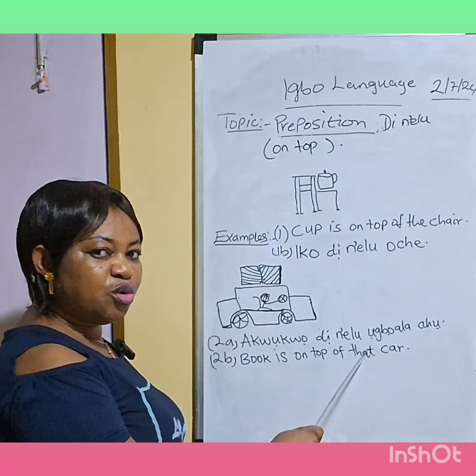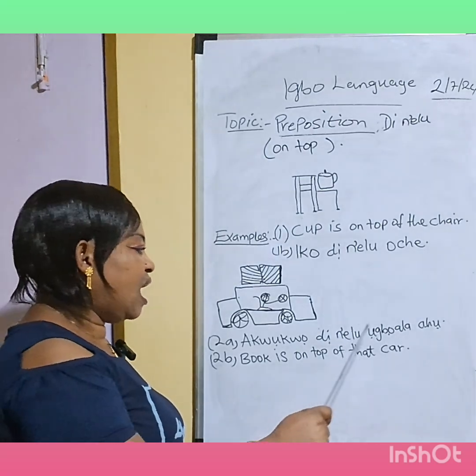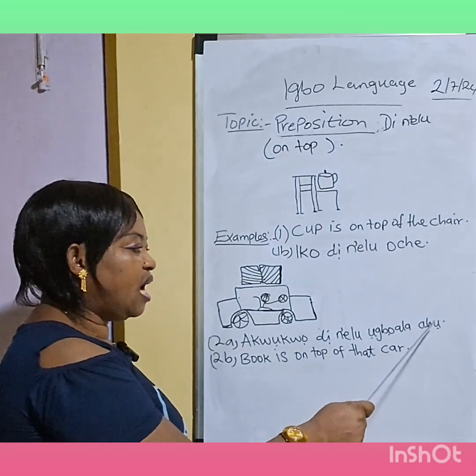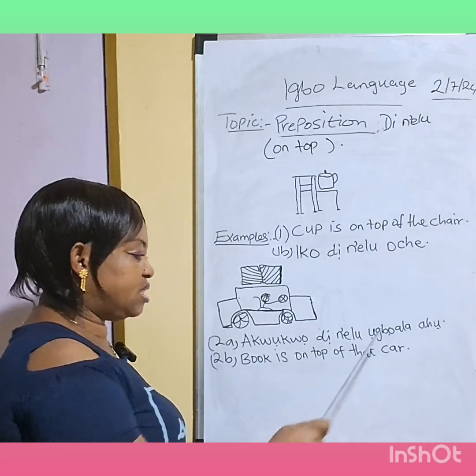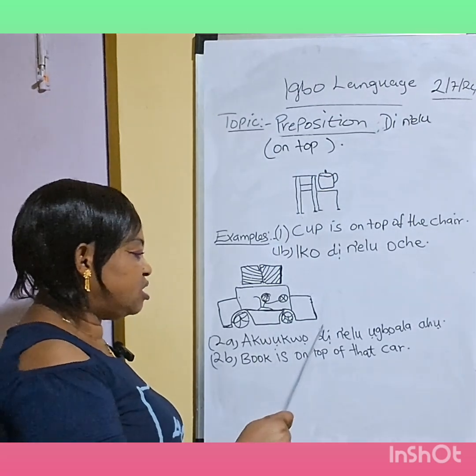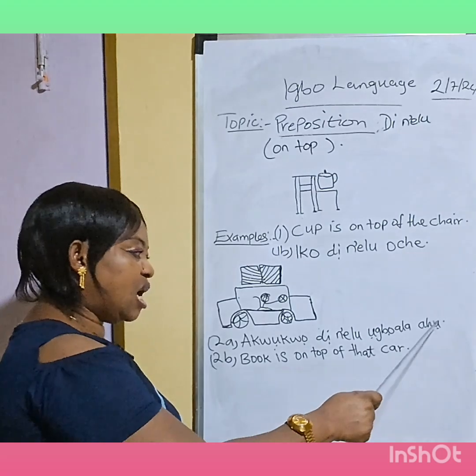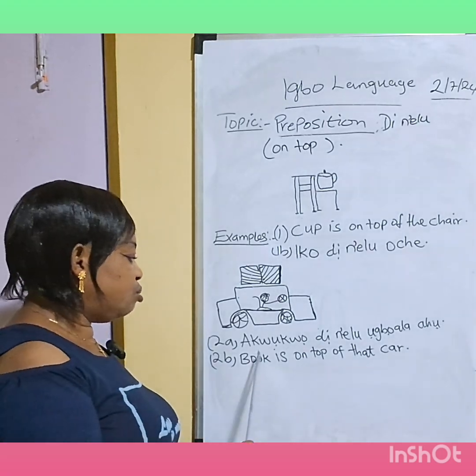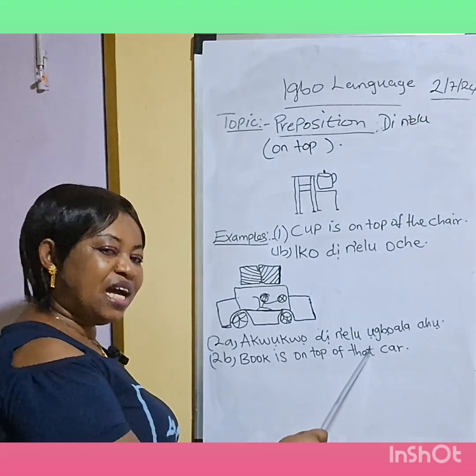That in Igbo, you call it ahụ. Ahụ means that in Igbo. Akwụkwọ dị n'elu ụgbọala ahụ. That is, book is on top of that car.